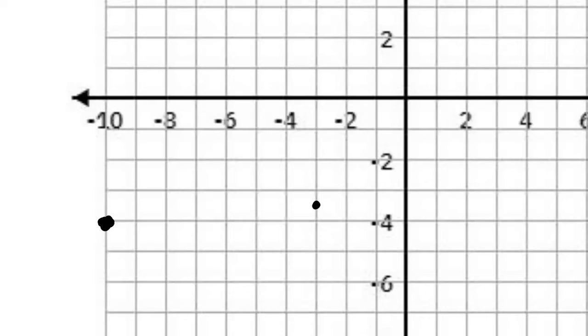My next coordinate point is 0, 0. The distance from the x-axis is 0, so 0 divided by 2 is still 0. So all I do is the translation from the origin. We're going to go left 2 and then down 1, 2, 3. And I end up at -2, -3.